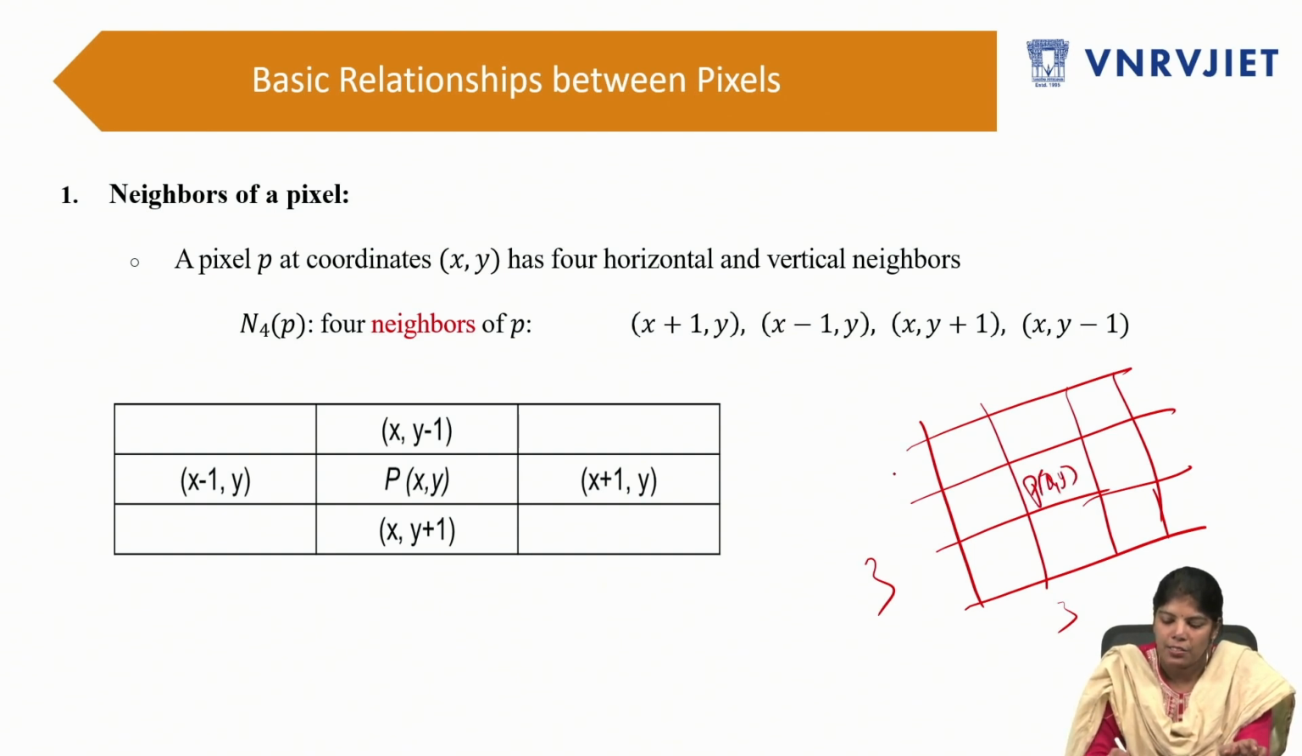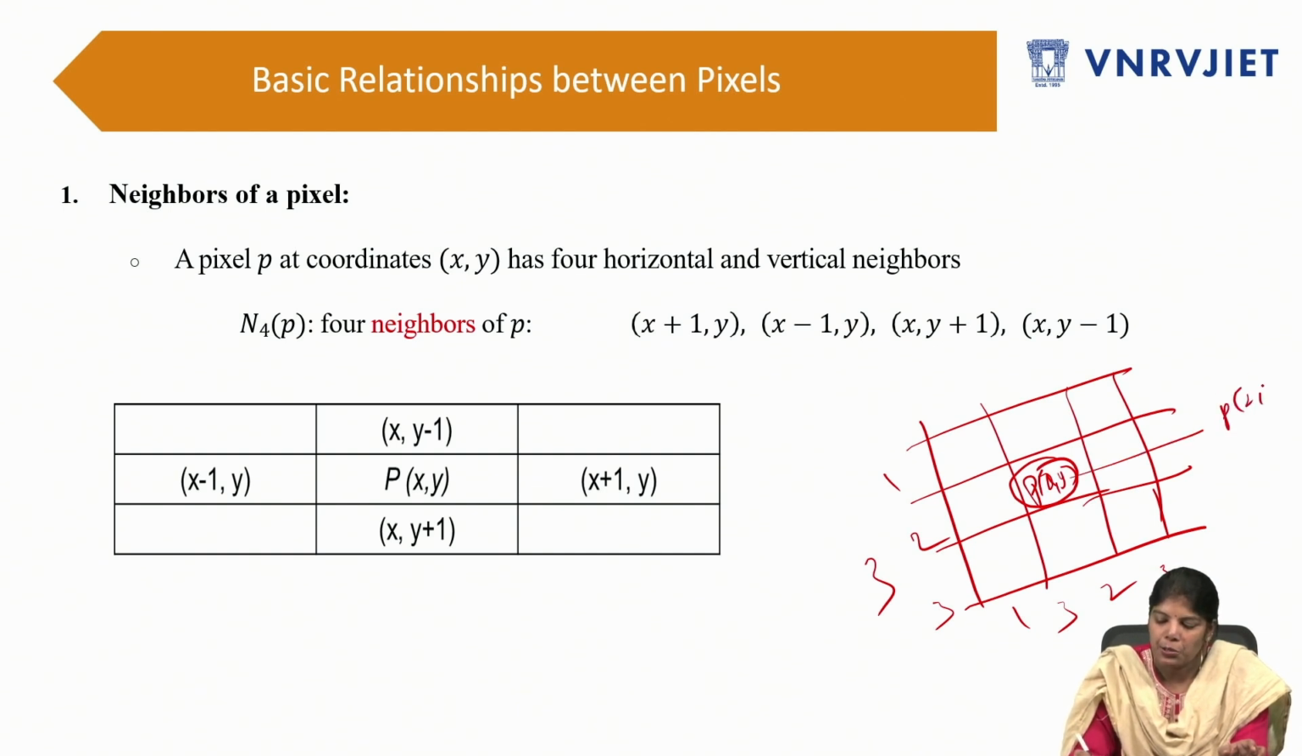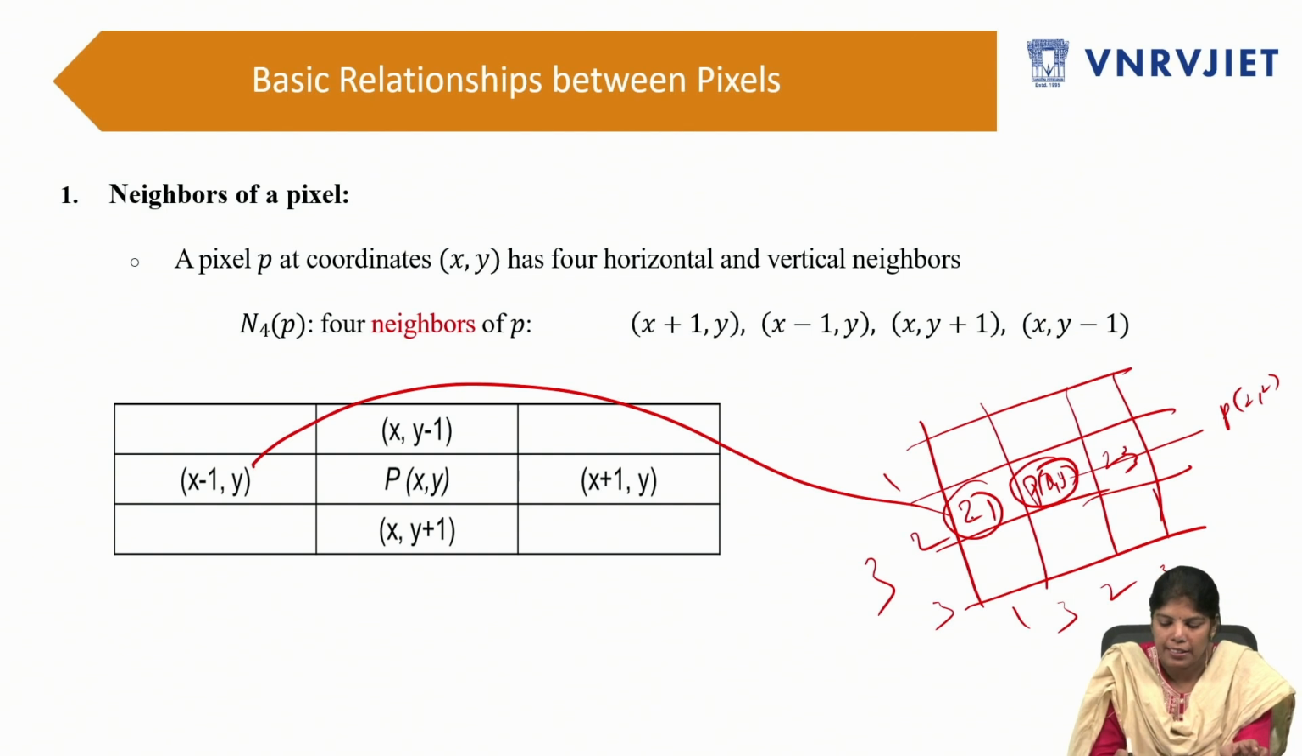This is the first row, second row, third row, and first column, second column, third column. So if I want to know the information of this P of x comma y, how can you represent this? P of 2 comma 2. This is the 2 comma 2, 2 comma 1, 2 comma 3. Okay, same thing will be applied on the P of x comma y. This 2 comma 1 is nothing but this P's information.